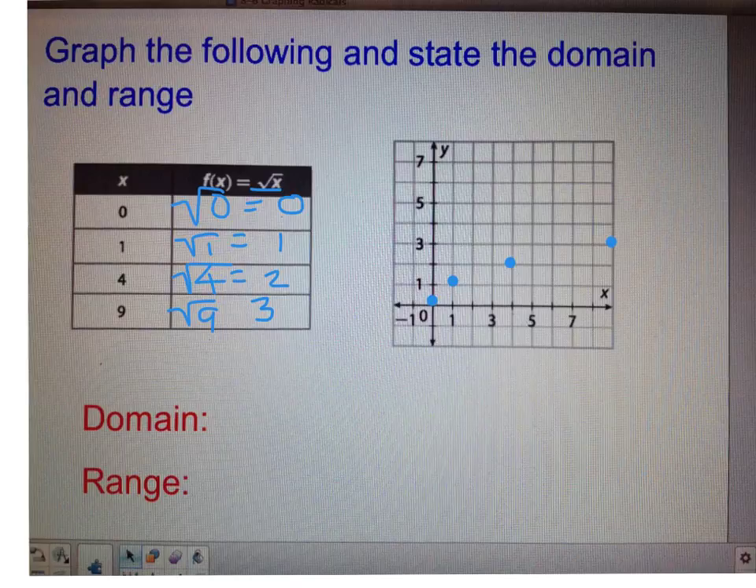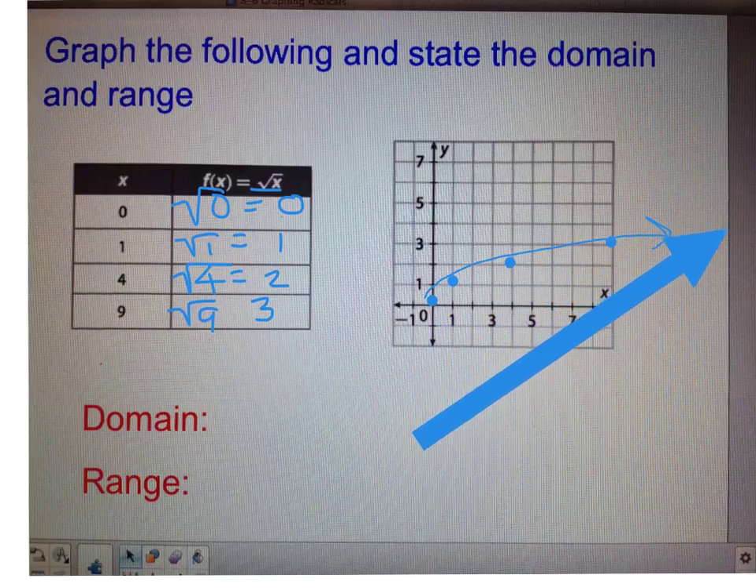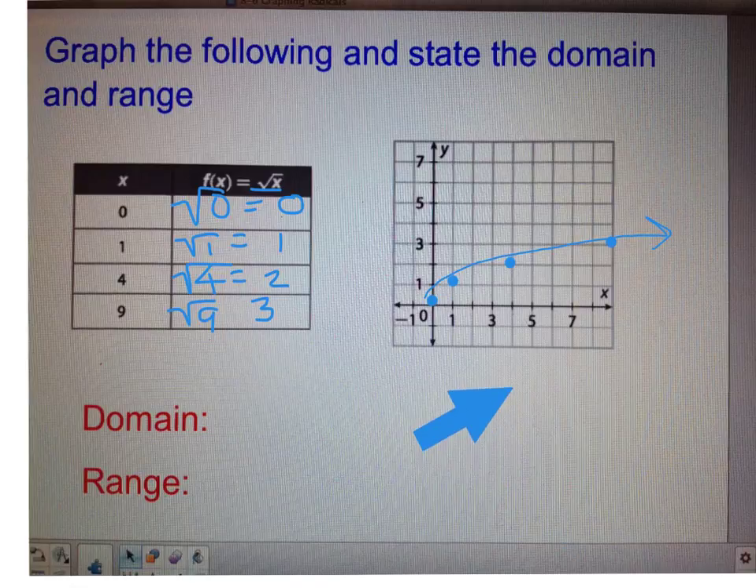So if I connect those dots, I've got a function that looks like this, and it's going to keep going in that direction. Now you'll notice this function is going up. From here, it goes up and up and up, and it's actually going to keep going up, even though it starts to do it really slowly.